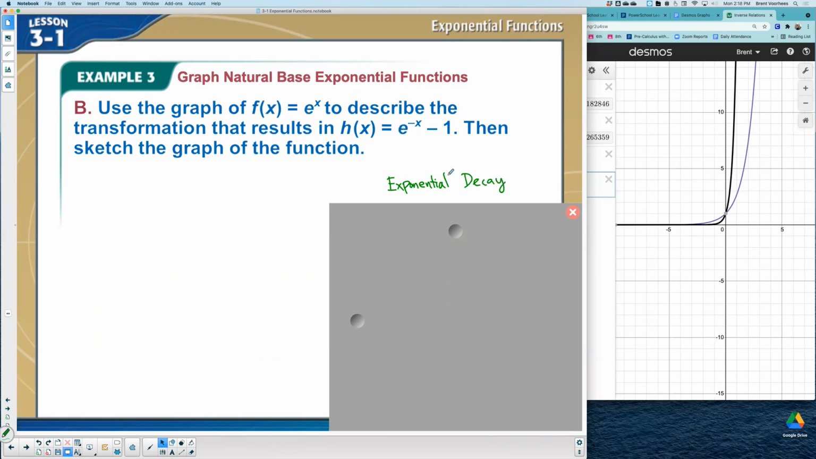So if your base is greater than 1, if the power is positive, it's growth. If it's negative, it's decay. If your base is less than 1, then the opposite would be true.